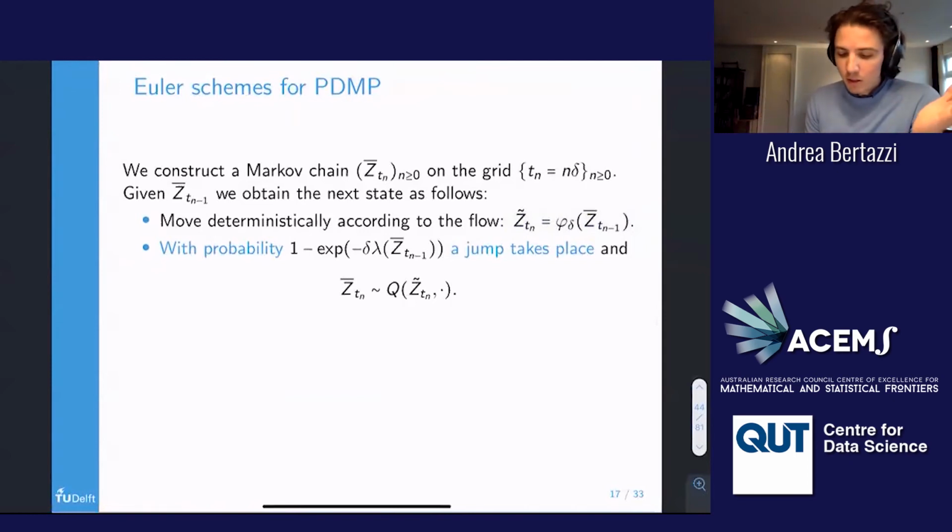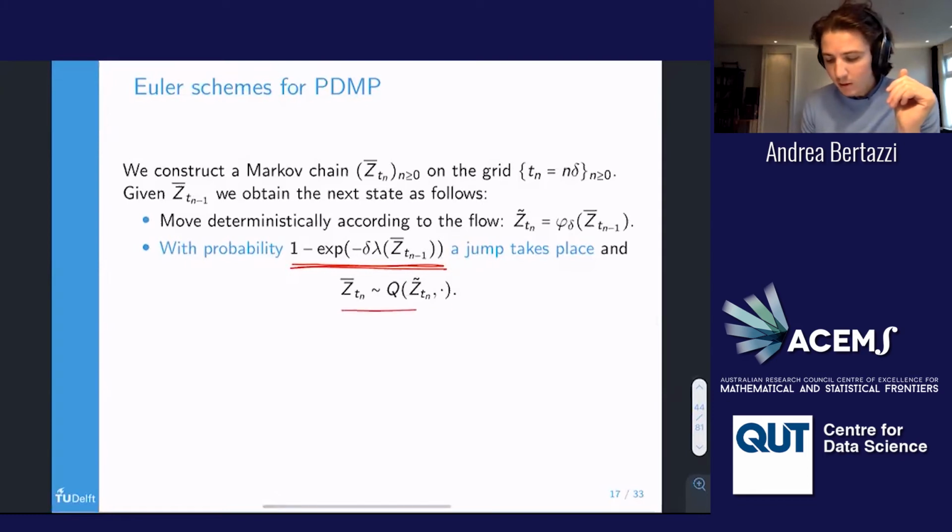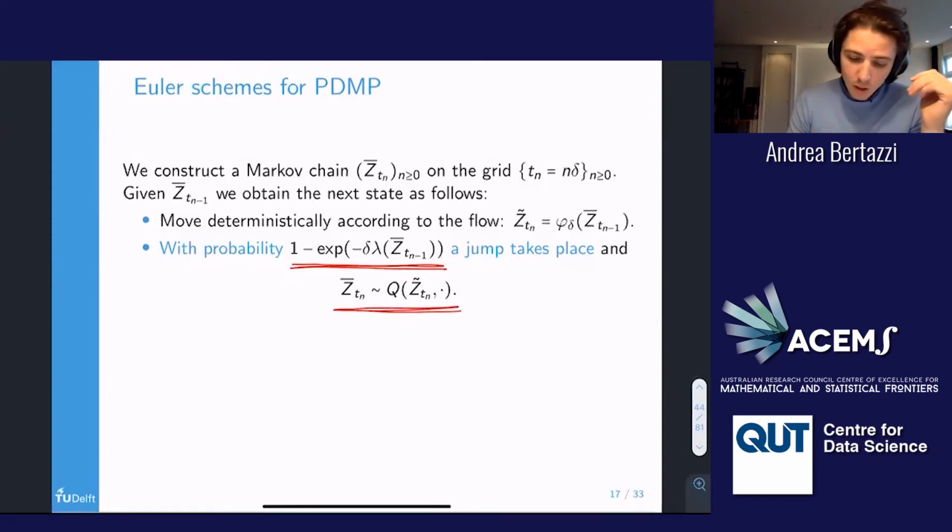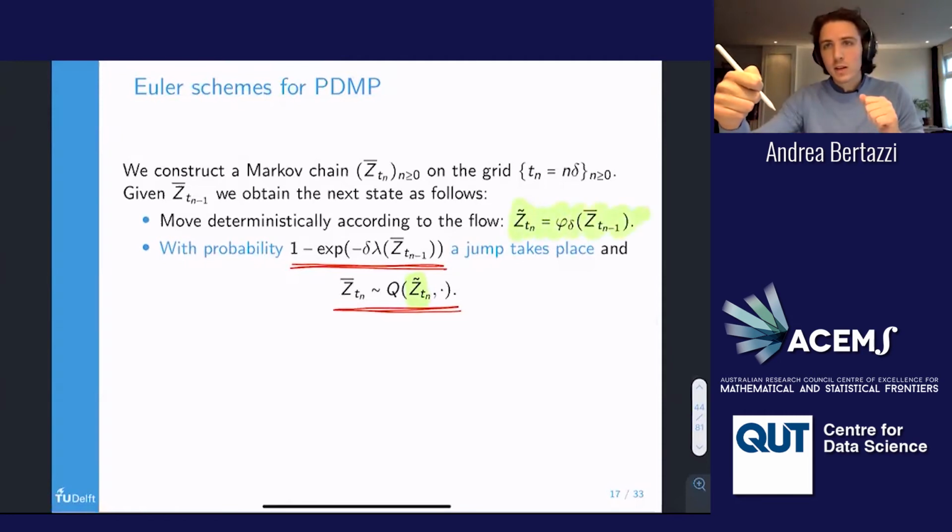But we have seen that we can approximate the probability of such an event happening by time delta. And our approximation is the following. With this probability, we can just toss a coin and establish whether a jump takes place. If it happens, we simply sample the new state of the process by drawing from the Markov kernel, where the input is the intermediate variable we have computed. Okay, so we're moving until the end of the time interval, and then we are letting the event happen.